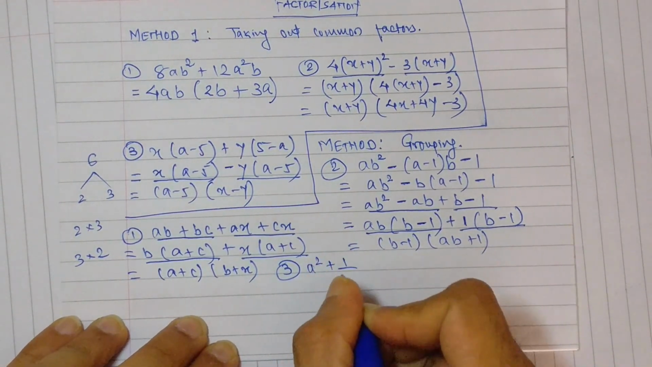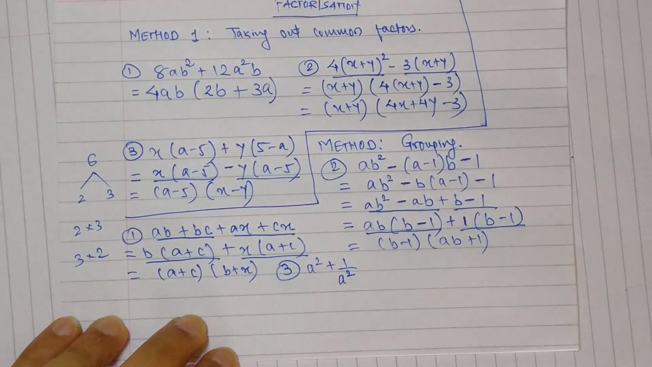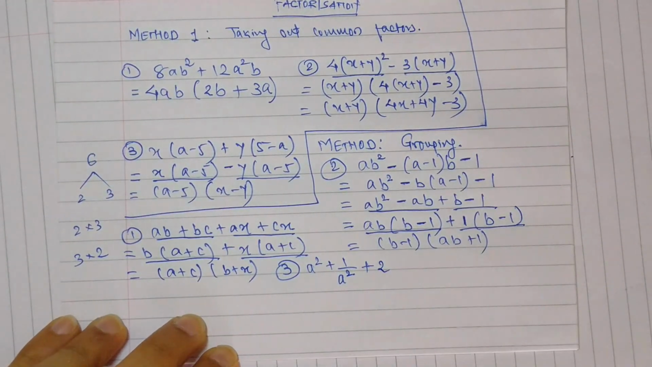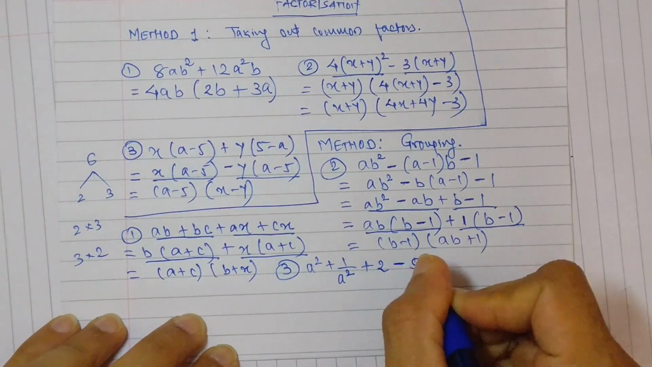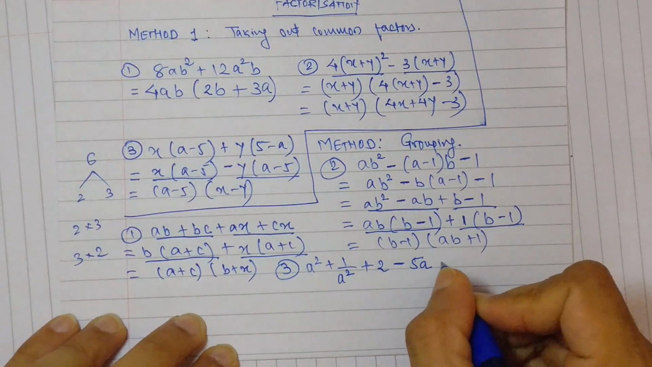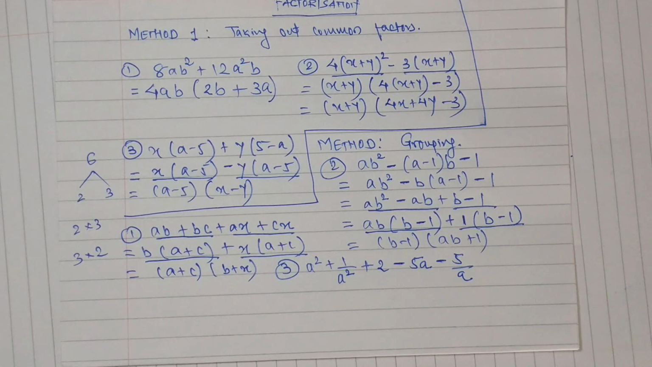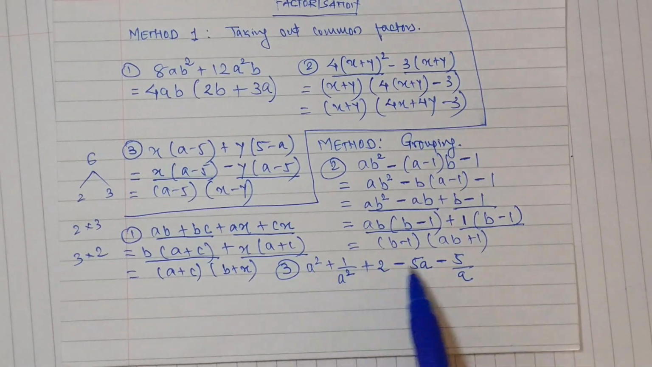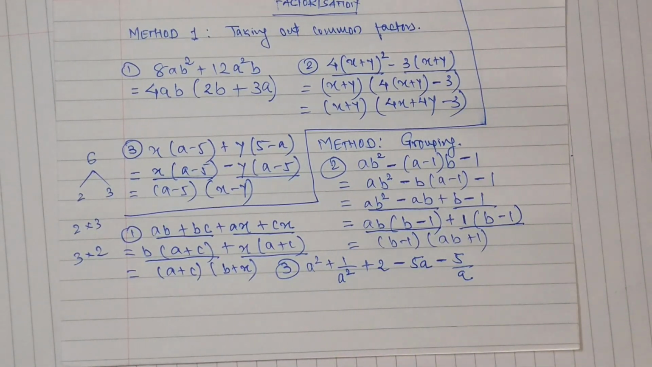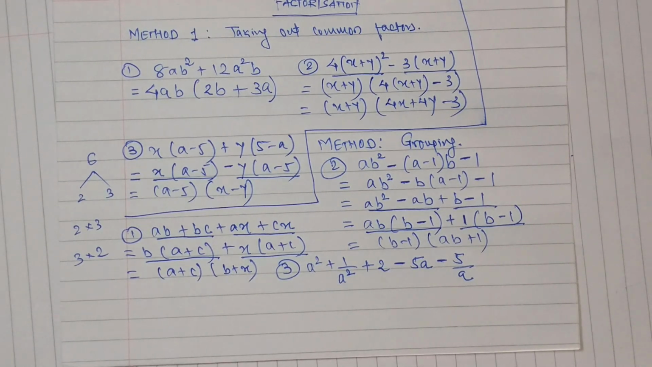A square plus 1 by a square plus 2 minus 5a minus 5 by a. Now you will see that there are 5 terms here and there is nothing common. A is common somewhere, 5 is common somewhere. What to do here? This can get confusing, but if you have done the part of expansions properly and if you have remembered all the identities, then this is simple.